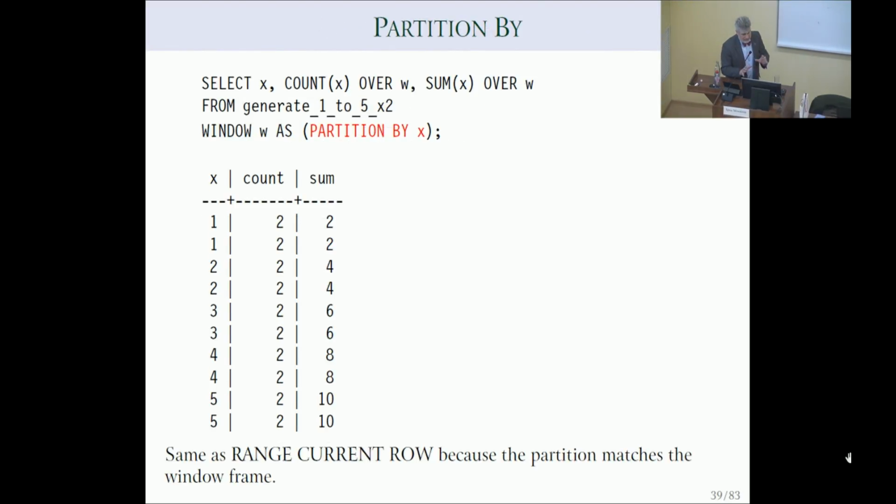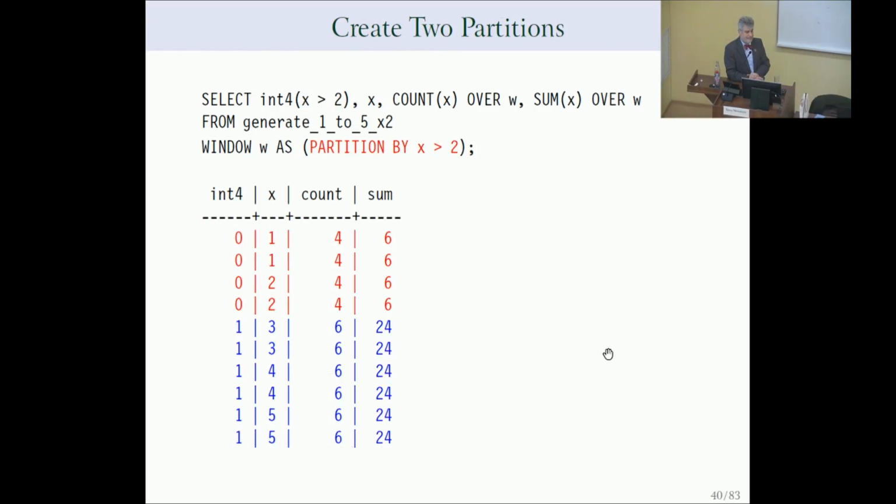So the final area for this section is partition by. Partition by allows you to partition your data. In this case, I'm partitioning on X. So every unique X value is a partition. So this is a partition, these two rows are partitions, these two rows are partitions, these two rows and these two rows, and the output looks exactly as you would expect it, okay? But instead of using range current row with an order by, we just use partition. And you can mix them together. You can use partition and then order by and then a window frame, so it's kind of hierarchical.